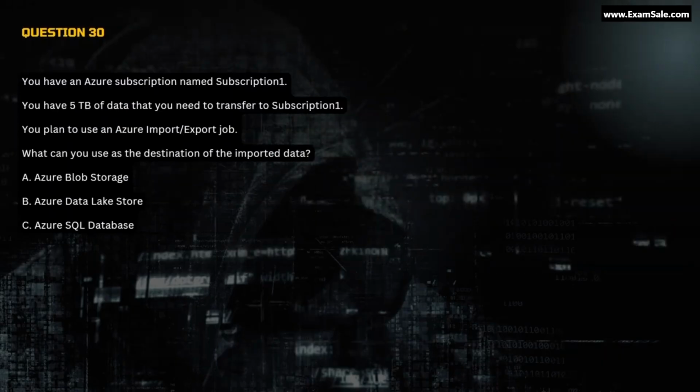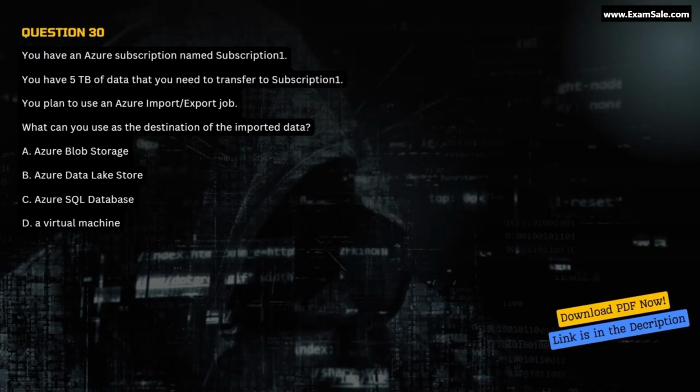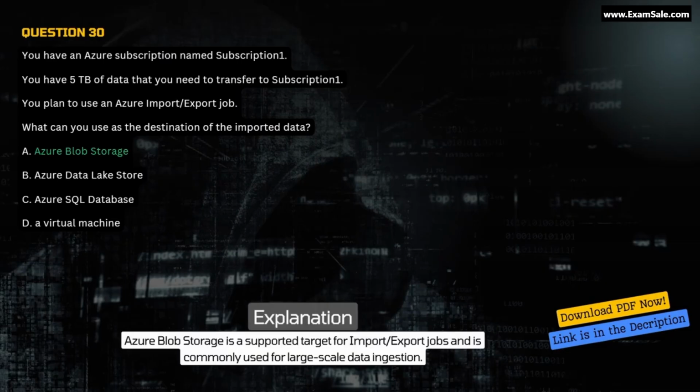Question 30. You have an Azure subscription named Subscription 1. You have 5 terabytes of data that you need to transfer to Subscription 1. You plan to use an Azure import-export job. What can you use as the destination of the imported data? A. Azure Blob Storage. B. Azure Data Lake Store. C. Azure SQL Database. D. A virtual machine. Correct answer A. Azure Blob Storage. Explanation. Azure Blob Storage is a supported target for import-export jobs and is commonly used for large-scale data ingestion.